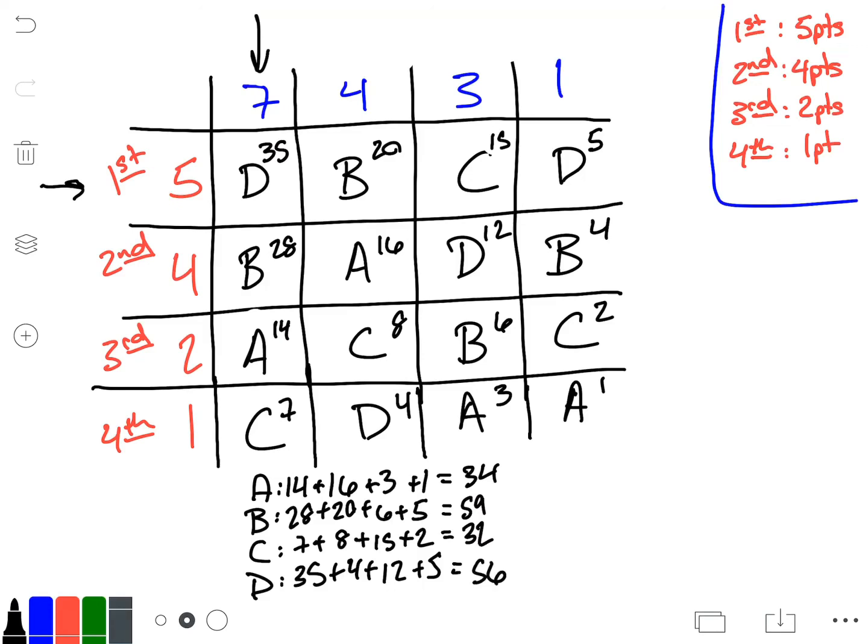So now we just rank them in order of points. So in first place, we have B with 59 points. In second, we have D with 56. For third place, we have A with 34. And in fourth place, bringing up the rear, will once again be C.